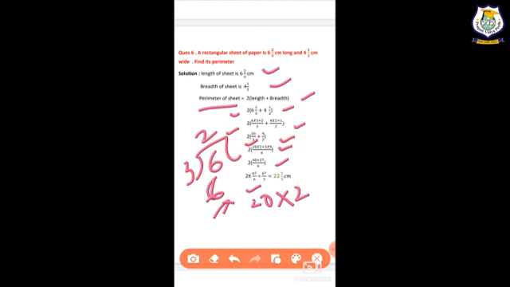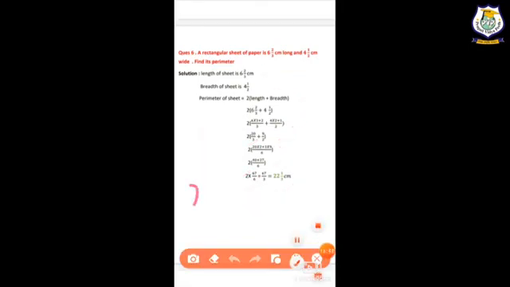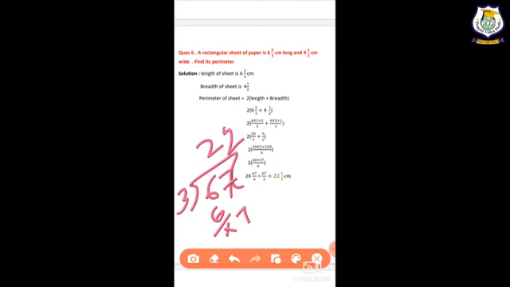Now 6 is cut by 2. This 6 is cut by 2, 3 times. 2 1s are 2, 2 3s are 6. Now it's 67 by 3. 67 by 3 is an improper fraction, so we will have to convert it into a mixed fraction. 3 into 67: 3 2s are 6, 7, 3 2s are 6, 1. It's 22 1 by 3 centimeter. So this is the perimeter of the sheet.